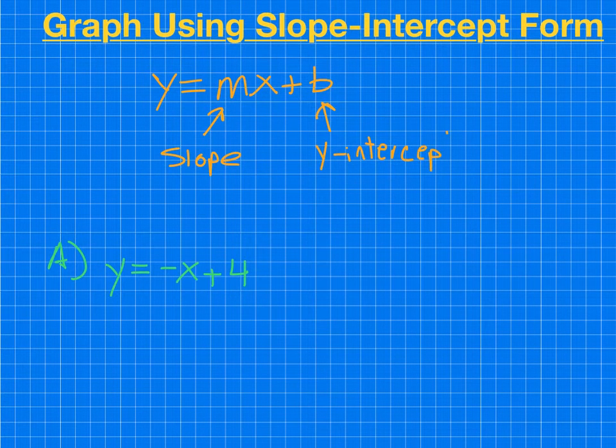So to graph an equation, we only need these two pieces of information. We need the y-intercept, that gives us 1 point, and then we can use the slope to find other points that are going to be on the line.